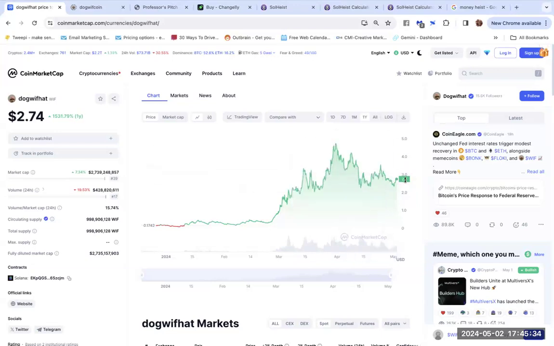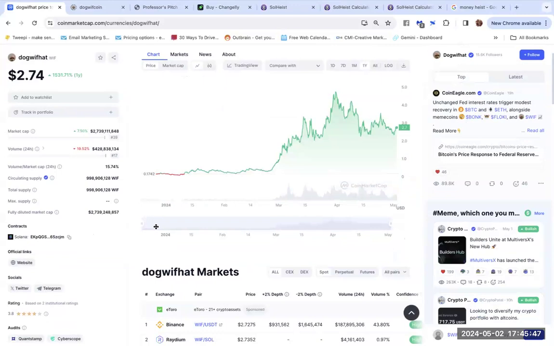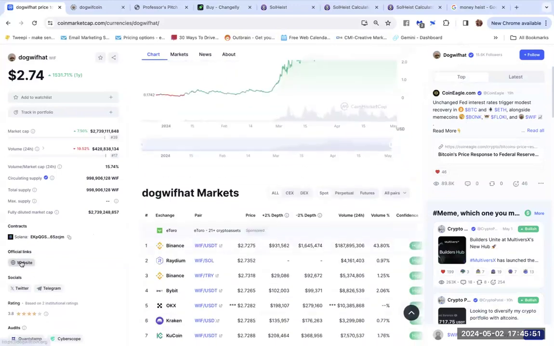Some of you guys are privately DMing me, like, I can do that. I can't. But look, even if you just held on, dog with hat, you would have gotten 1,531% on your money. Now you might be thinking, hey, T, listen, they're good at marketing. Okay. Hold up. Watch this.